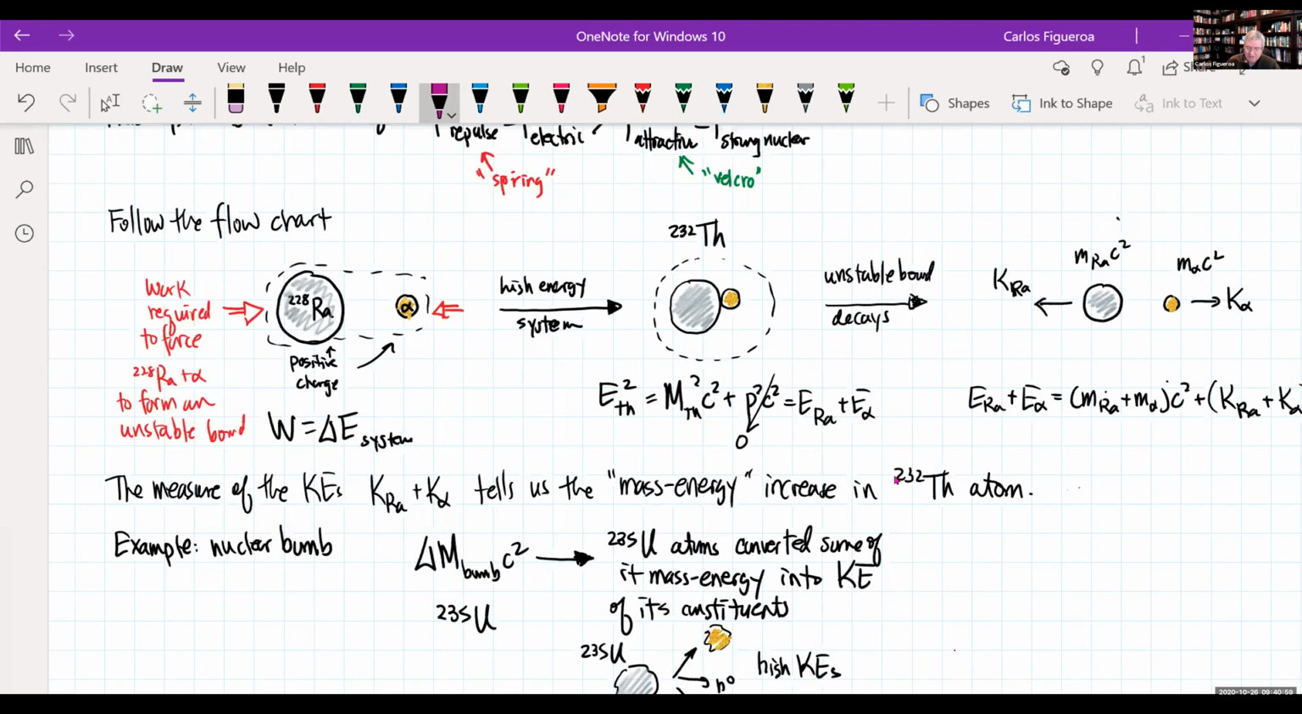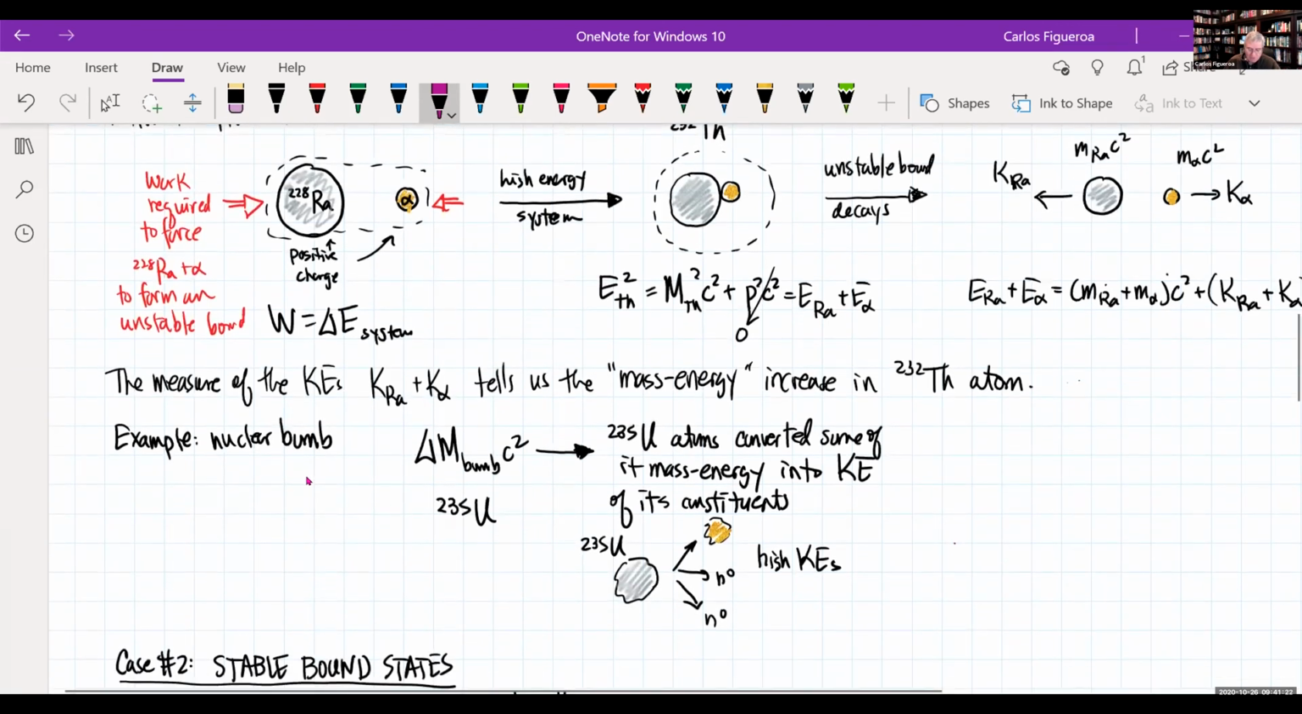And so a lot of times people are going to say that thorium increased in mass. Of course, we're trying to be careful with the language. Thorium did not increase in mass. It increased in mass energy. And therefore, the measure of those kinetic energies is exactly that mass energy increase of thorium. And you can measure that, and we do.